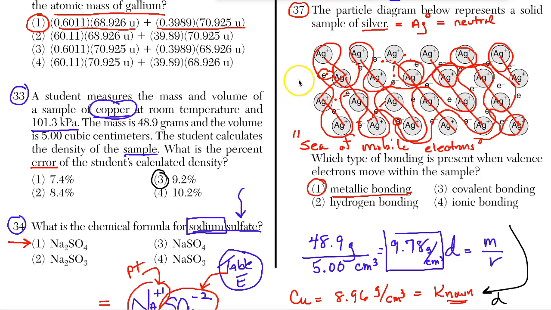And of course, because of the mobile charges, they're great conductors of heat and electricity, and that's exactly what metallic bonding is. Metals bonded to metals. Okay, hydrogen bonding is an attractive force between electron deficient H's. Covalent bonding is nonmetal and nonmetal. Ionic, for the most part, is metal and nonmetal with a transfer of electrons. Okay, so this is showing that sea of mobile electrons, 37, is 1.